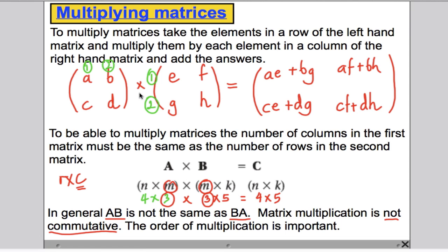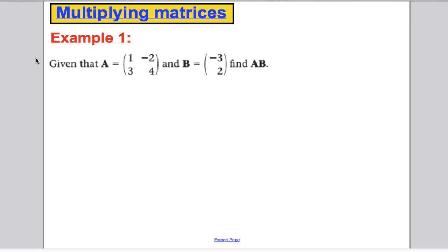Now it's time to do a few exam style questions that come up. I would encourage you to have a go at these before watching me, because they're all fairly straightforward. So pause the video, have a go, then check your answers against mine.